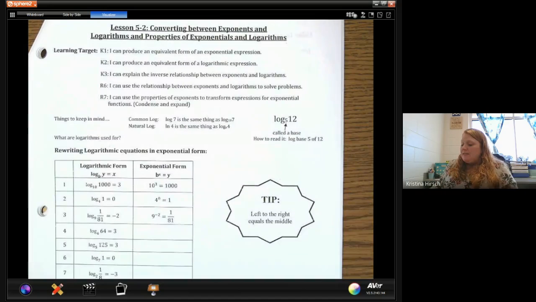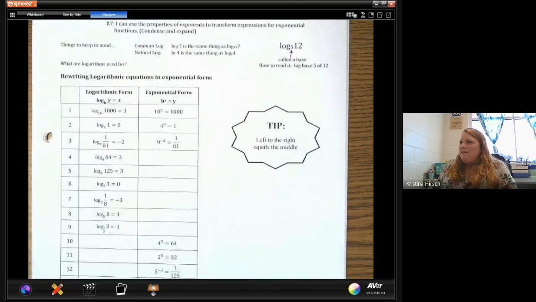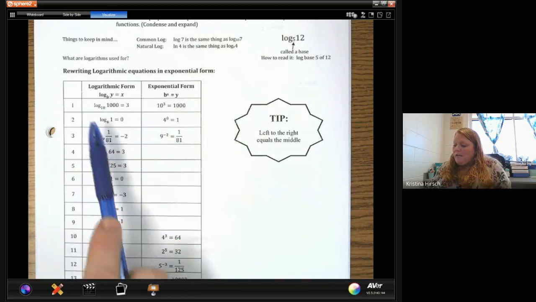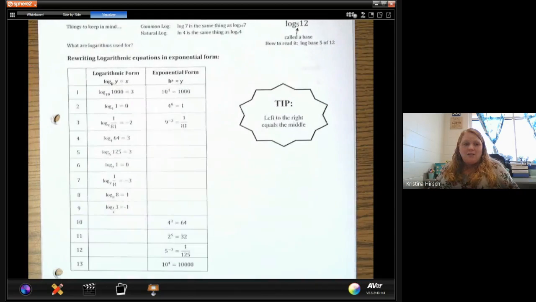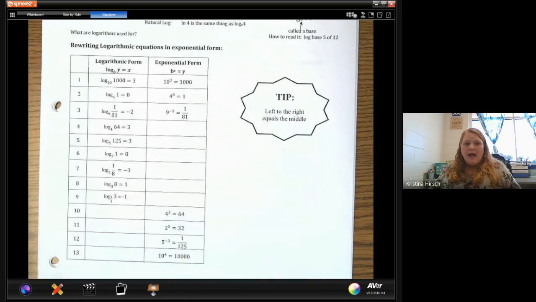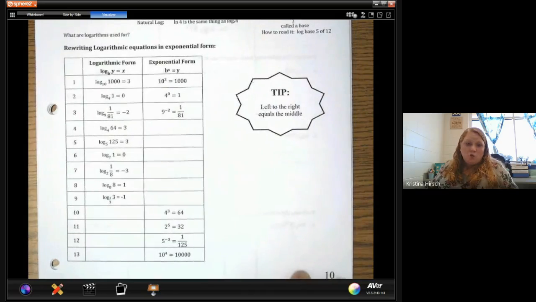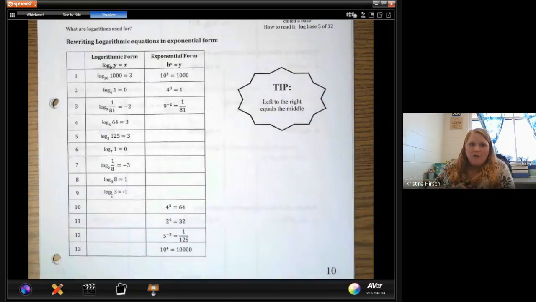Now, what I said is that logarithms and exponentials are somewhat of an inverse operation of each other, so they definitely have something in common. We need to know how to convert between the two forms, because depending on what you're trying to do, it may be more helpful to have it in logarithmic form, but it also may be more helpful to have it in exponential form. So there's a little tip off to the side that I use to help myself. Left to the right equals the middle. Left to the right equals the middle.